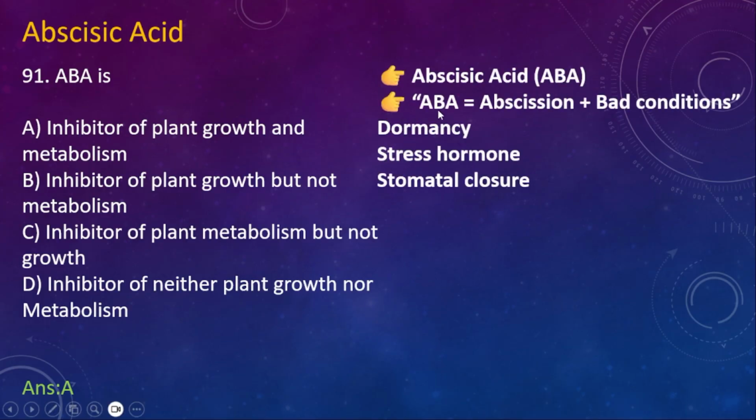So abscisic acid, ABA: abscission plus bad conditions, and it will be helpful for dormancy, and then it is called the stress hormone, and then stomatal closure. It will be helpful for the stomatal closure.